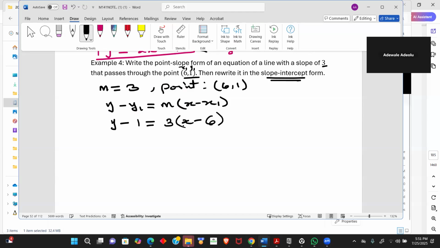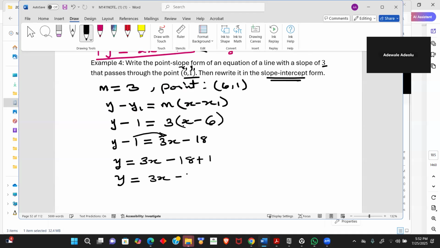Then the condition is that we need to rewrite it in slope intercept form. So we just need to keep going. y minus 1 equals 3x minus 18. And I can add 1 to both sides, that is 3x minus 18 plus 1. So y equals 3x minus 17. So this is the equation of that line in slope intercept form.